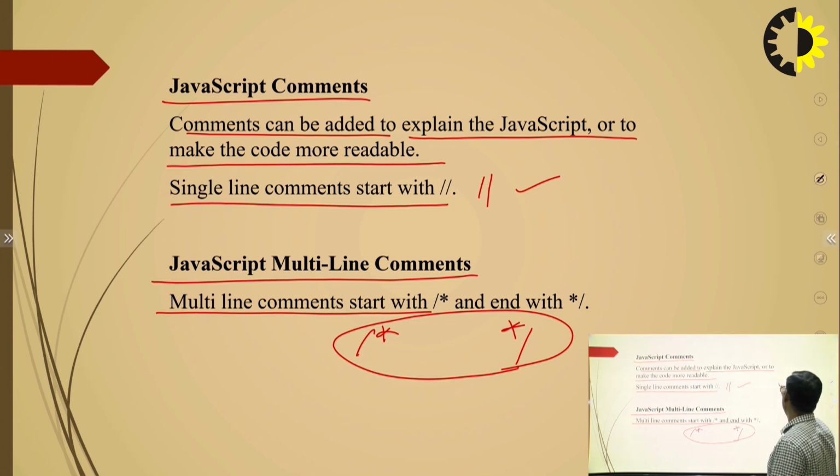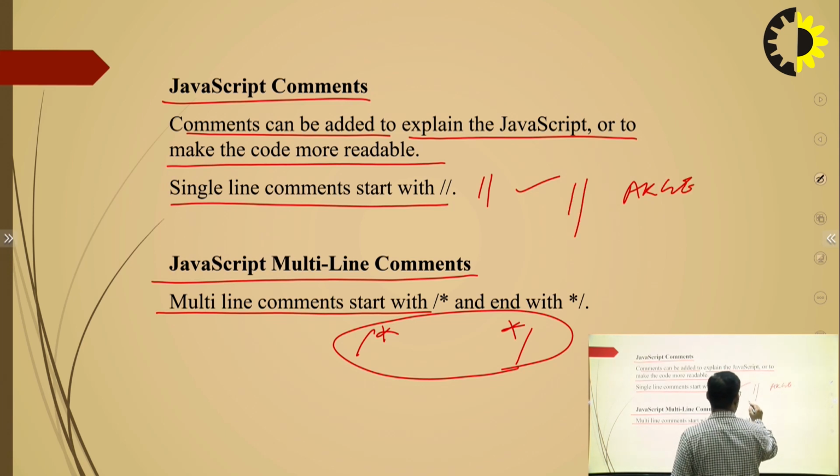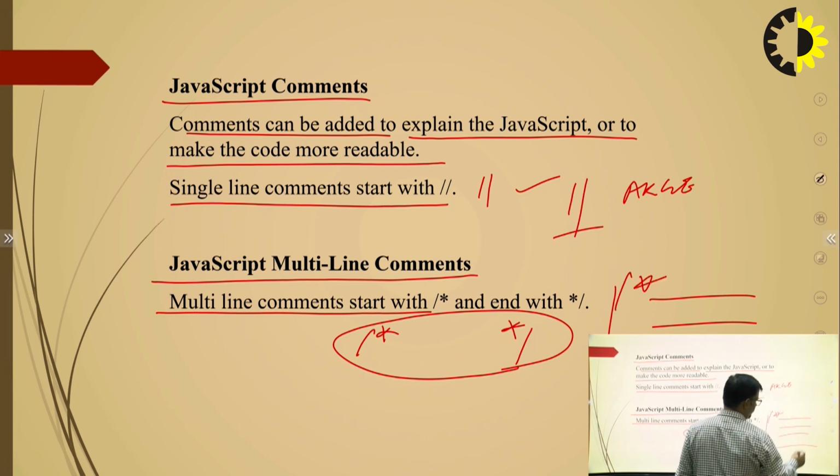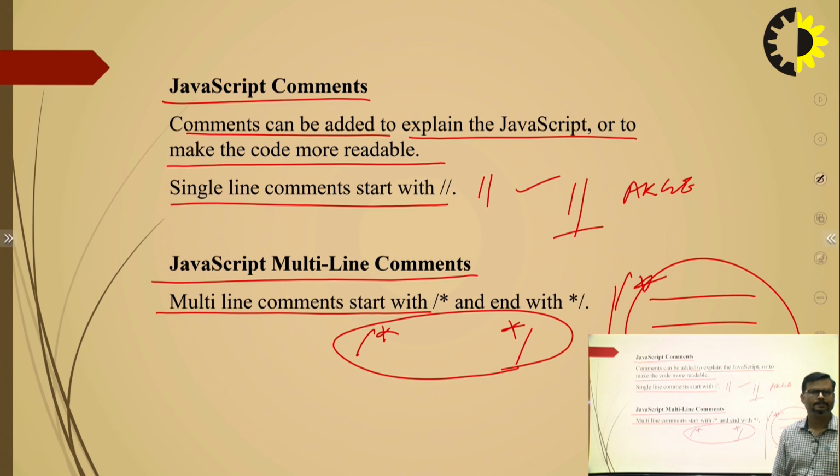Suppose that we don't show the AKGEC, then we will use the single line comments, and if you want to use the multi-line comments, then star, then braces, then start, then close. These are multi-line comments.